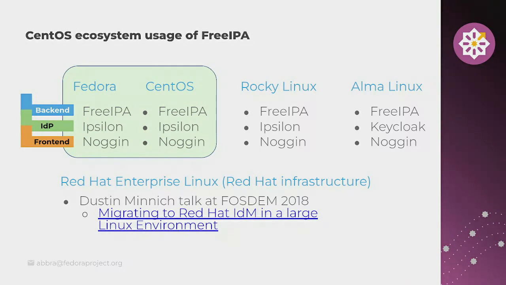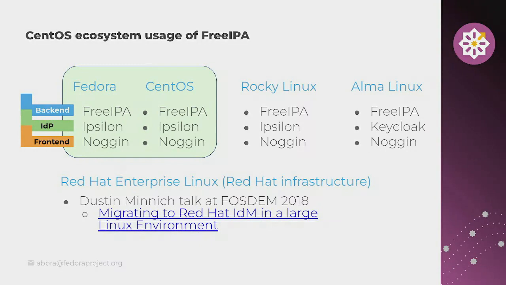So Noggin talks to FreeIPA, but uses Ipsilon, which also talks to FreeIPA in different ways. And AlmaLinux uses, instead of Ipsilon, another open source project, Keycloak. Keycloak also talks to different parts of IPA to get this information into Keycloak. And Noggin uses OAuth, basically to extract access rights to talk to other parts of the system.